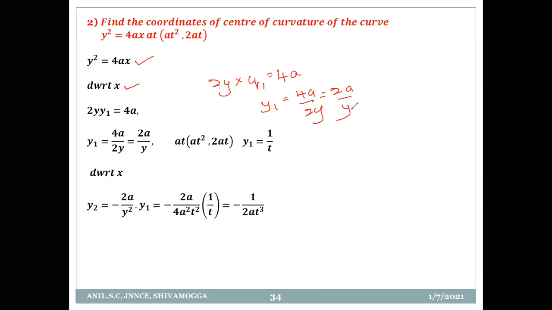And this derivative is required at a point where x is equal to at square and y is equal to 2at. Substitute. This is equal to 2a divided by y, and y is 2at. Cancel this 2a with this 2a, you get 1 by t. y1 is equal to 1 by t.